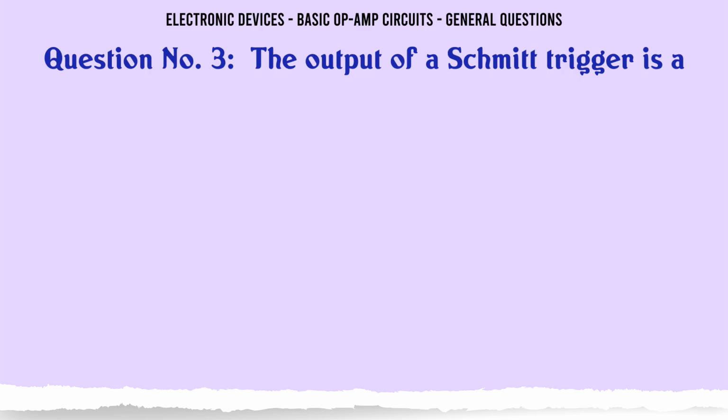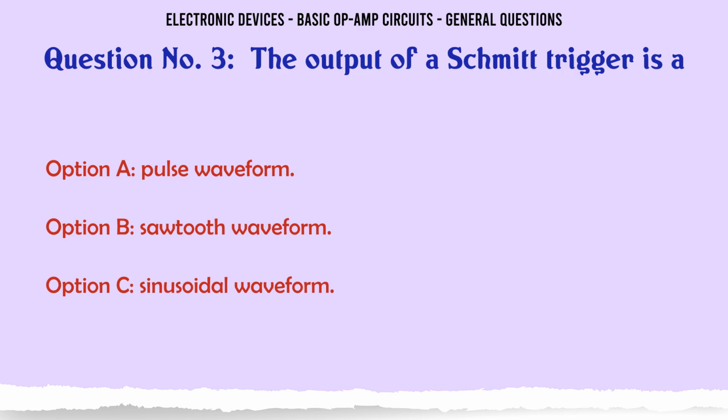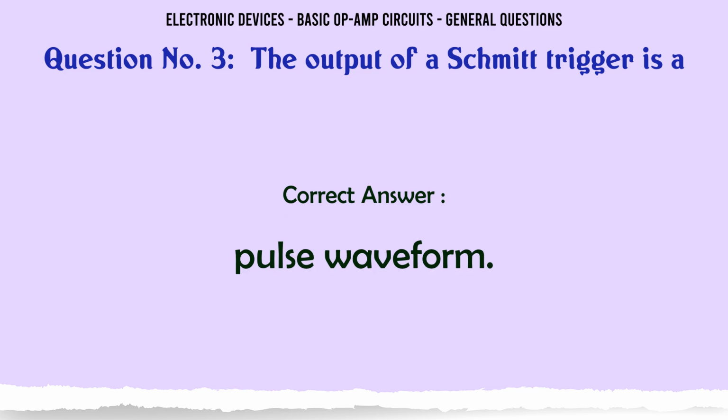The output of a Schmitt trigger is: A. A pulse waveform, B. Sawtooth waveform, C. Sinusoidal waveform, D. Triangle waveform. The correct answer is pulse waveform.